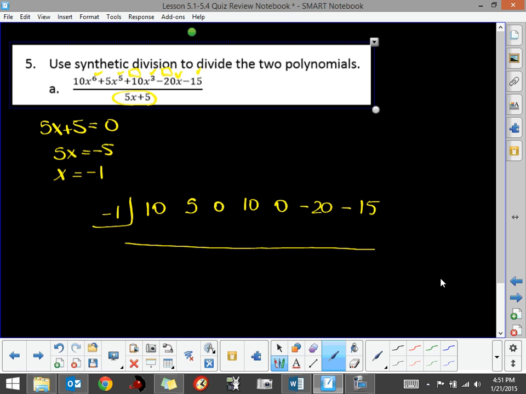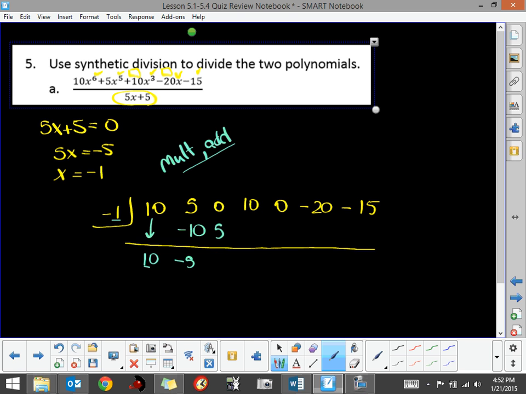To start our synthetic division, we always drop the first number down to get it started. So we drop down our 10. And now all we ever do is multiply, then add. So our process got a lot easier. We take negative 1 times 10, which is negative 10, add it to 5, negative 5. We take negative 1 times negative 5, which is 5.